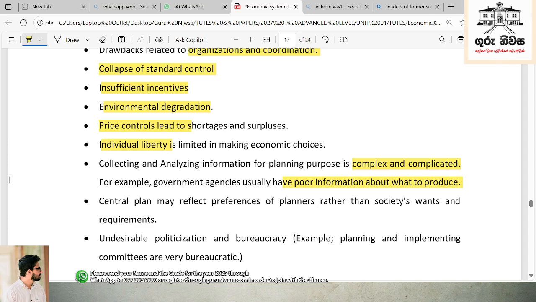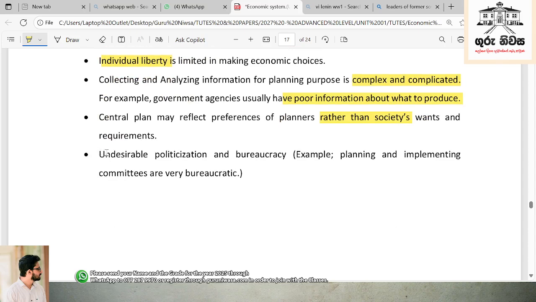Next one: the central plan may reflect the preferences of planners rather than society's wants. I told you, no freedom there, right? They never consider what individuals or society wants. They produce goods and services based on their own preferences.